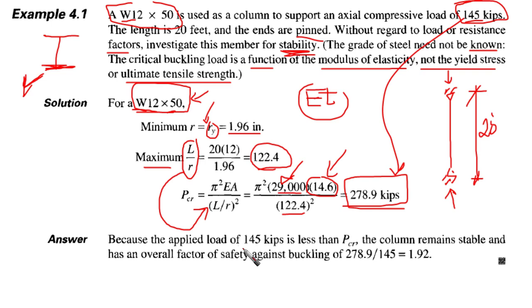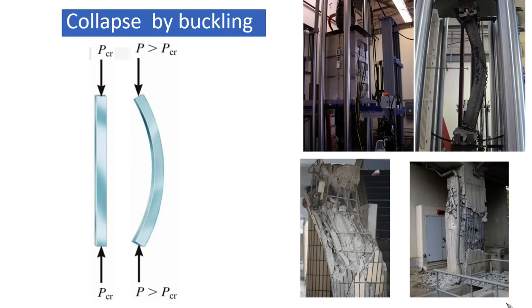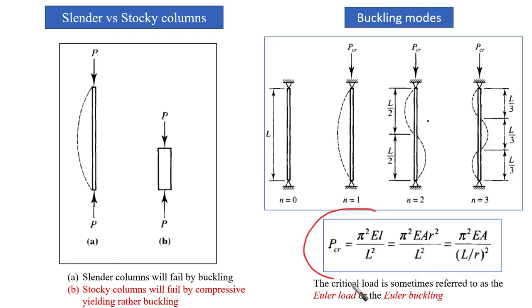Because the applied load of 145 kips is less than the P_cr, the column remains stable. So there are no instability issues here, and it has an overall factor of safety against buckling equal to this loading over 145, which is the actual loading, and it gives us almost 1.92, almost 2. So we are on the safe side. Now this is a very simple and straightforward example on this equation that we were talking about.